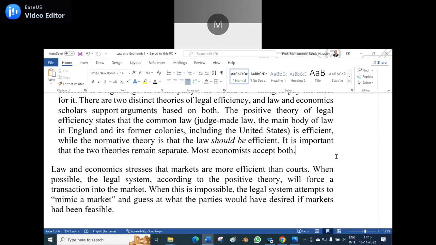So the common law is an efficient law because common law uses common sense. So it's efficient. According to the positive theory, it will force a transaction into the market. The reason the theory says it will force a transaction into the market is that any person with common sense will not do a work which is not of benefit to him or her. Am I right?